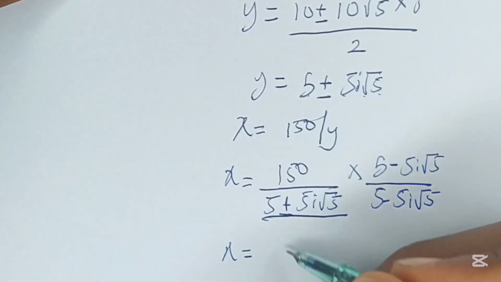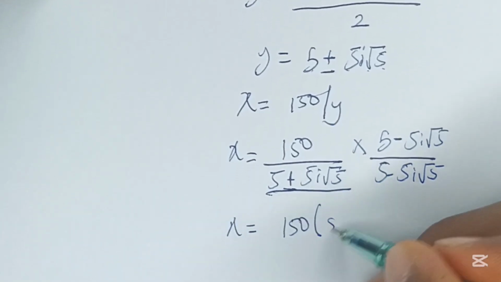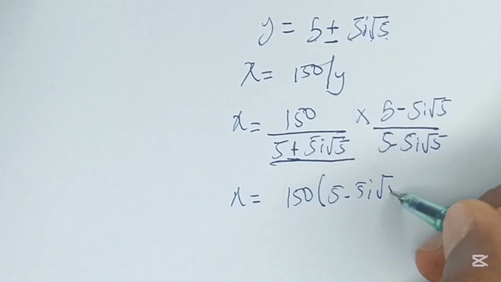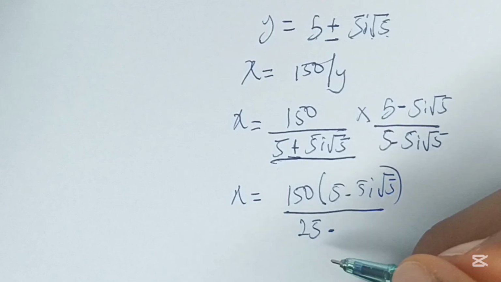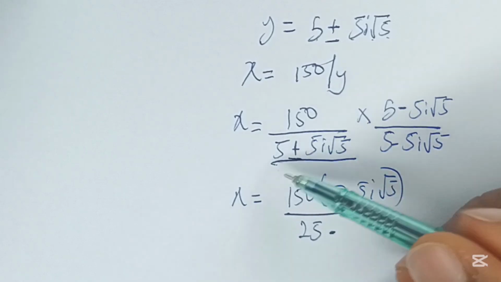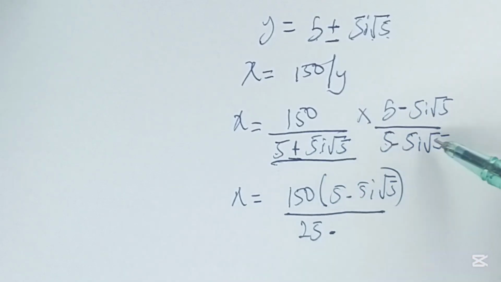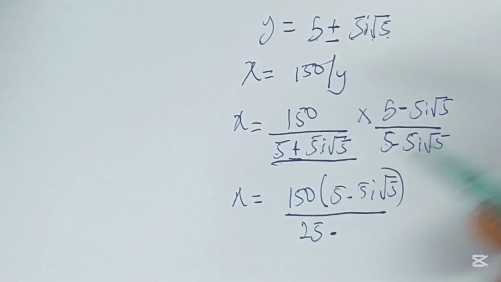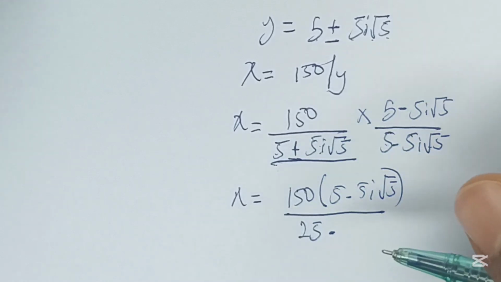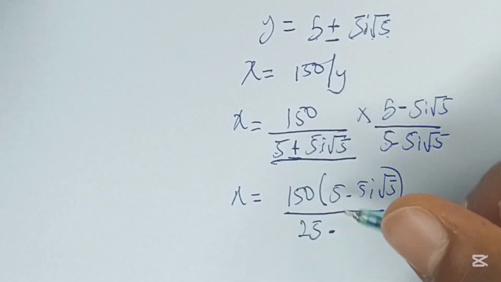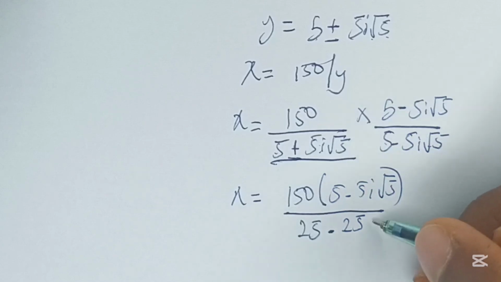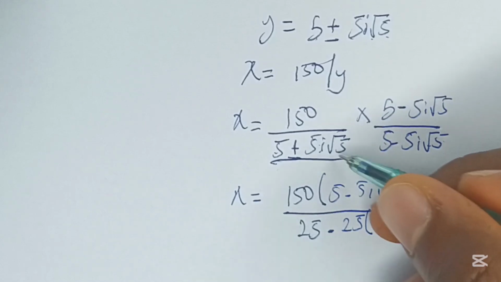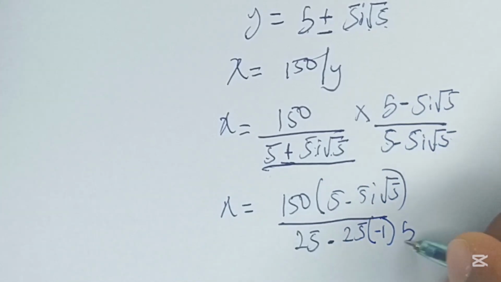Now, x will be equal to 150 times 5 minus 5i root 5 all over 5 squared, which is 25, minus, now there's no difference of two squares here because you have this plus this and the same thing minus this thing. So you have to square this and put minus between them. So we square this as well. 5 squared is 25. I squared is negative 1. Root of 5 squared is 5.